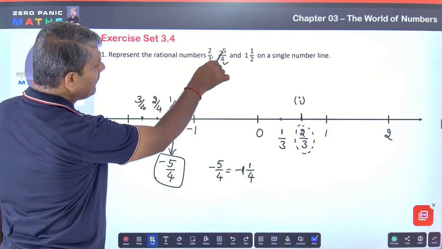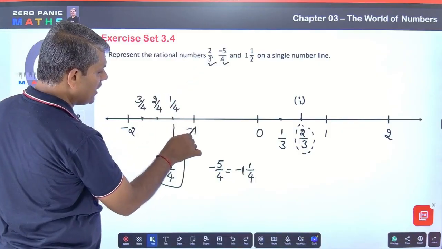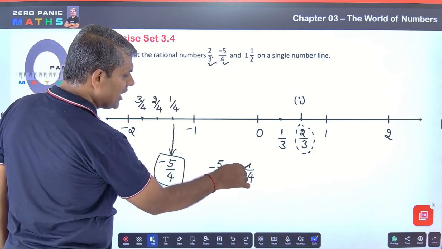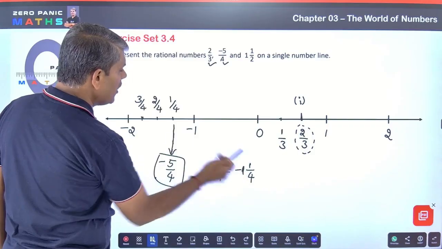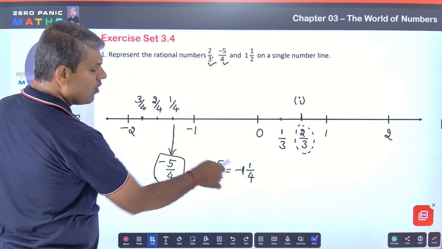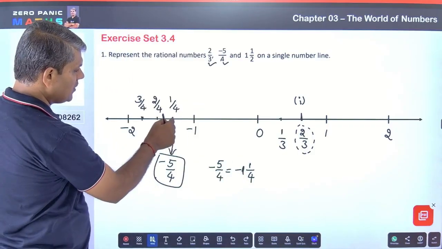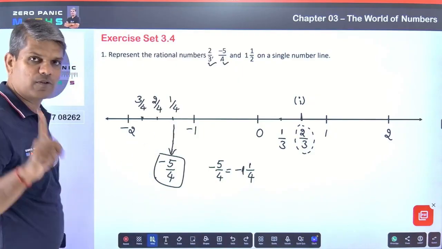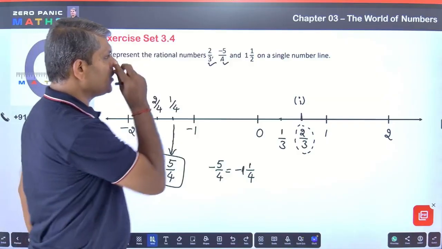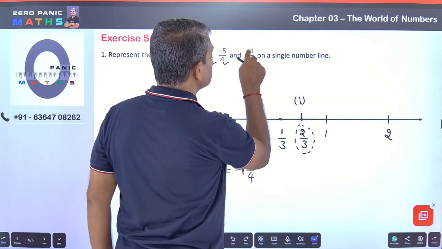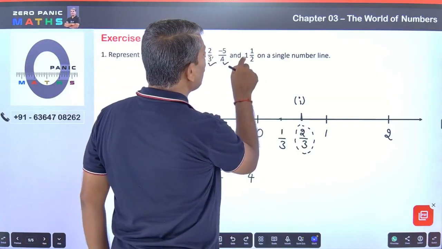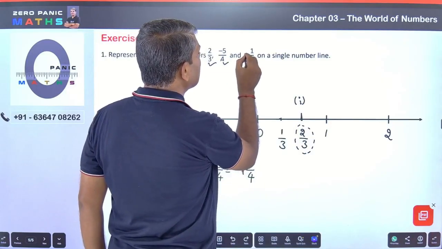So how did I represent it? -5 by 4. It is -1. After that, 1 by 4 to the left, because the whole value is negative, from this left. This is -5 by 4. Hope you understood this. Now similarly here, if it is positive, and also it is given clearly that this number is 1.5.